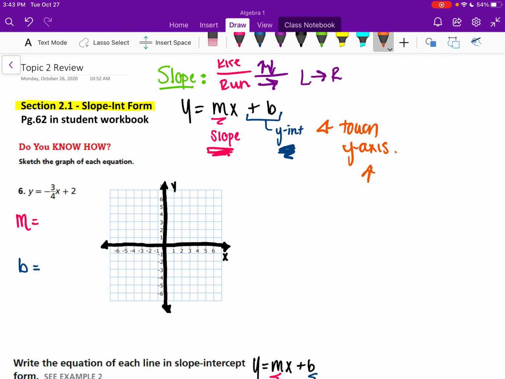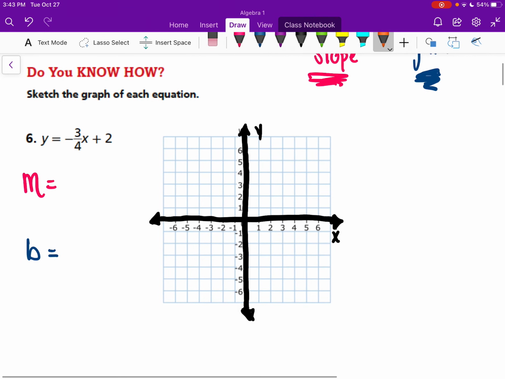So turn to page 62 and look at number 6. Number 6 asks us to sketch the graph of the equation. It gives us an equation in slope-intercept form, y equals negative 3/4 x plus 2, and we're going to sketch that graph, first by identifying the slope and then the y-intercept. According to this, the number in front of the x is negative 3/4, and so that is our slope, which means the graph moves down 3 and to the right 4 between each point on the line.